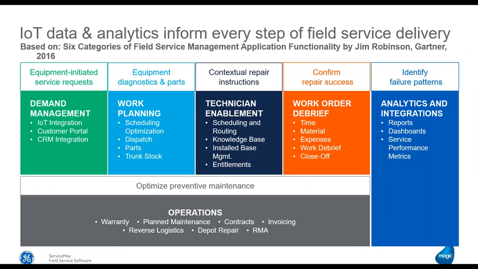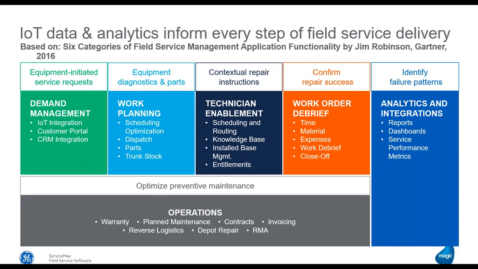So this is actually a view from Gartner analysts about how IoT can inform and benefit each step of your service delivery process. First, as we discussed already, IoT connected equipment can now initiate alerts that can trigger a service request. Next, your customer support center can have an easier time triaging what went wrong with a piece of equipment because they have more data and analytics available to diagnose the problem.